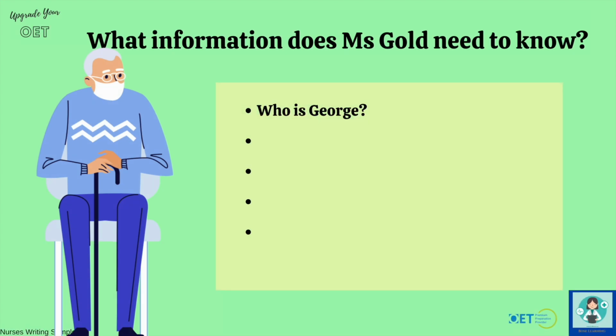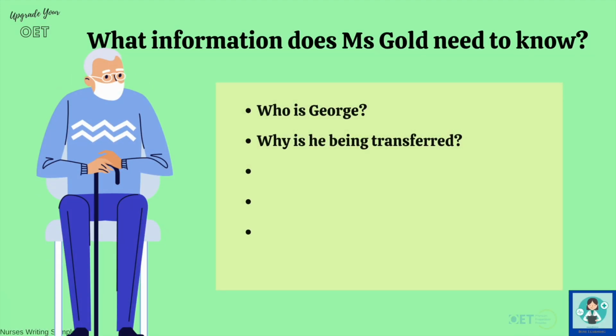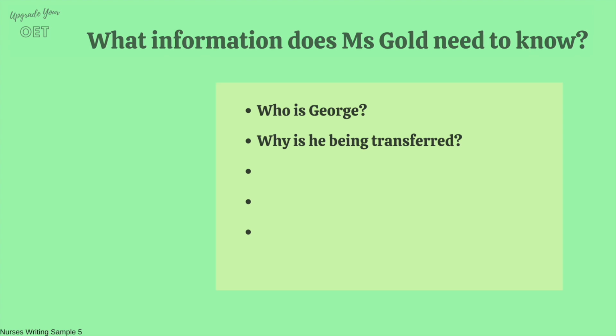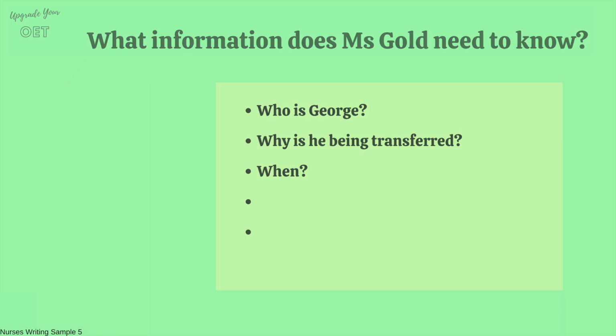So, what information does Miss Gold need to know about him? She doesn't know him at all. So, she needs to know who he is. She needs to know why he's being transferred. So, why is George coming to me? She'll be thinking. She'll need to know when he's coming as well. So, is she to expect him today? Is she to expect him next week, next month? When is he going to come?